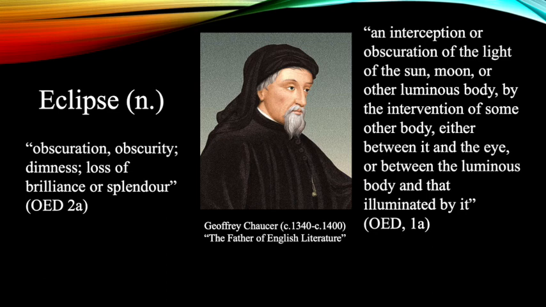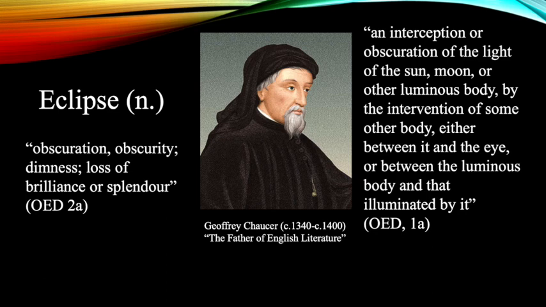At any rate, as early as the 14th century, we see eclipse being understood as an interception or obscuration of the light of the sun, the moon, or other luminous body by the intervention of some other body, either between it and the eye, or between the luminous body and that illuminated by it. The first time we see it in print in this sense in English is in 1374, when Geoffrey Chaucer, the father of English literature, used it in his translation of Boethius.